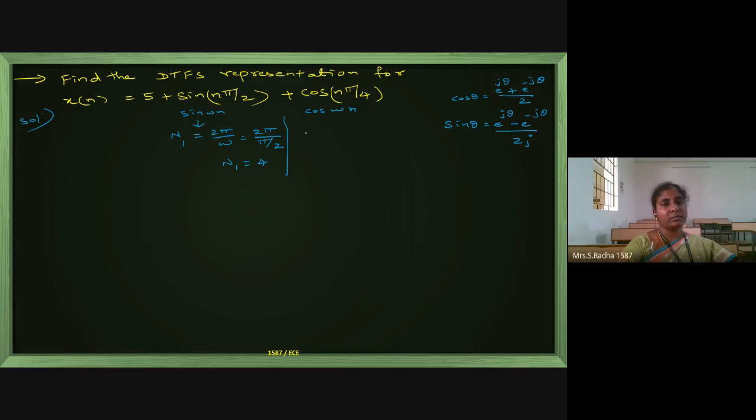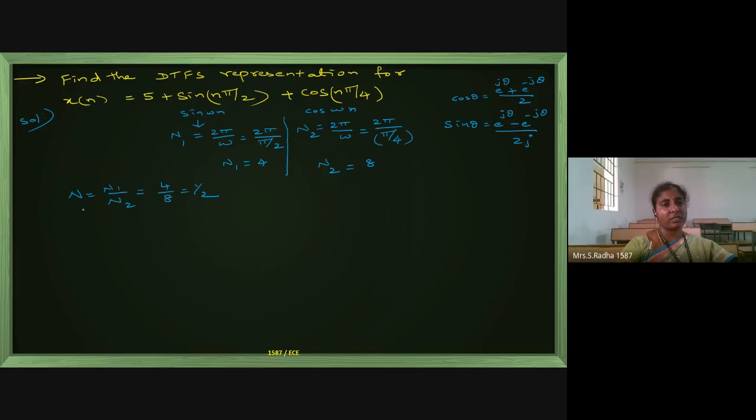Now for the next term I will calculate n2. Again the formula is 2 pi by omega. In the place of omega we have pi by 4, for the cos term. So if you simplify, this is 8. Two terms are there, n1 value, n2 value. Now overall time period is nothing but n1 divided by n2, which is 4 by 8. This is 1 by 2.